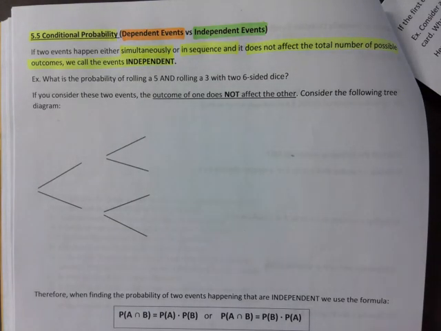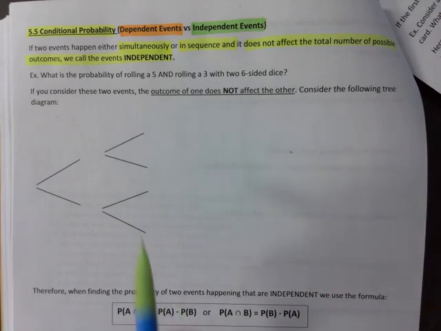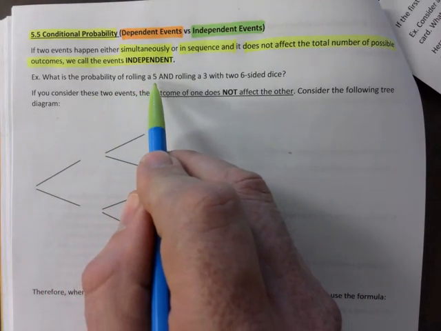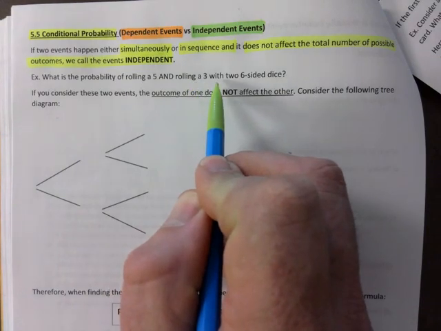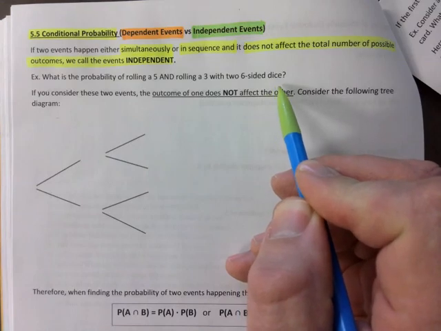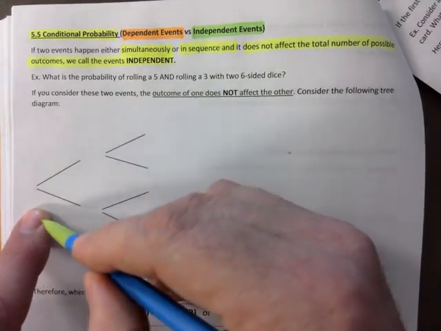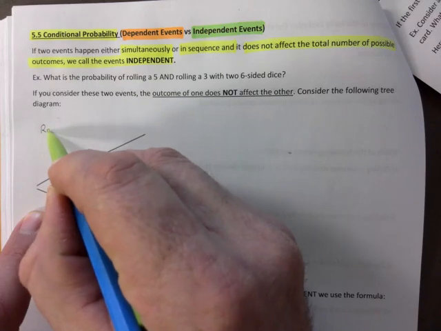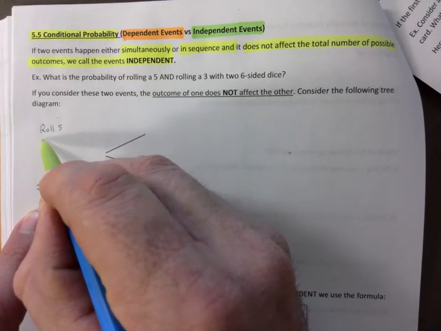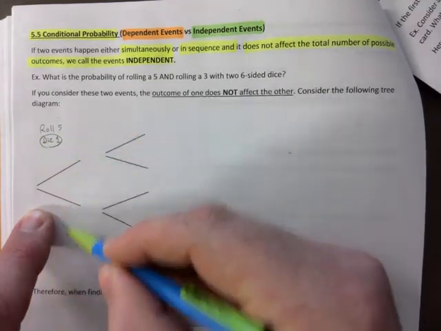So let's do this example here, and I use tree diagrams to do this one. Actually, tree diagrams are very popular in probability, especially when it's this type of question. What is the probability of rolling a 5 and rolling a 3 with two 6-sided dice? This will be my first event here, is roll a 5 with die 1. Okay, die number 1. This is my first event.